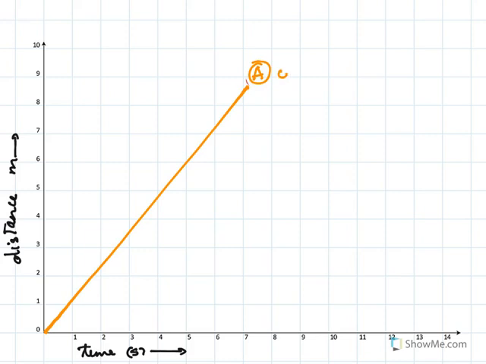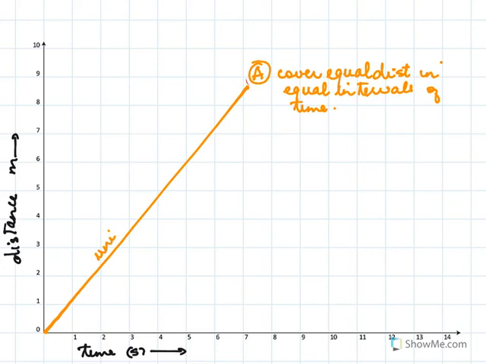This body A covers equal distance in equal intervals of time. Means every second it will cover an equal distance. This body is supposed to be in uniform motion, and if you see, the graph is a straight line.